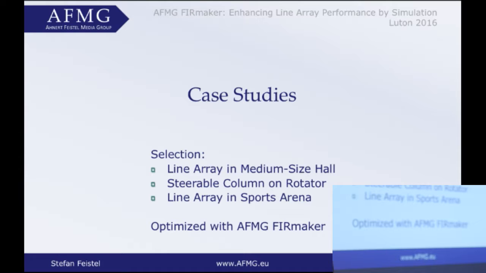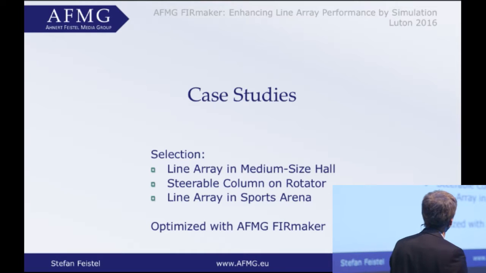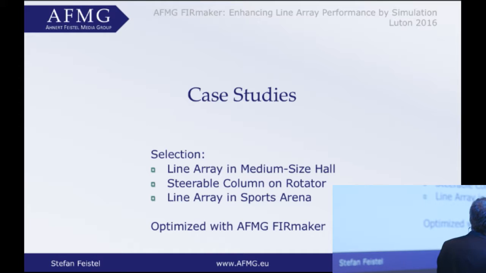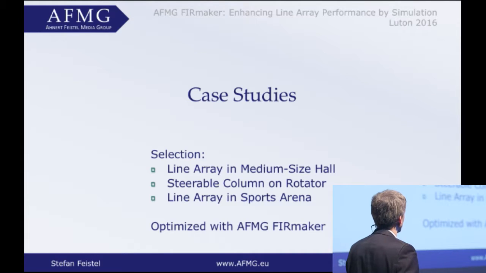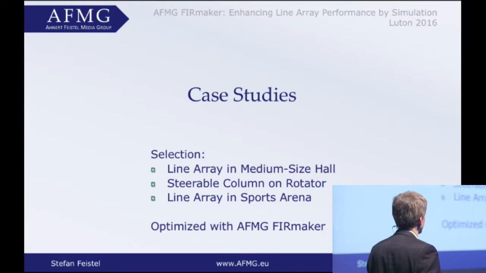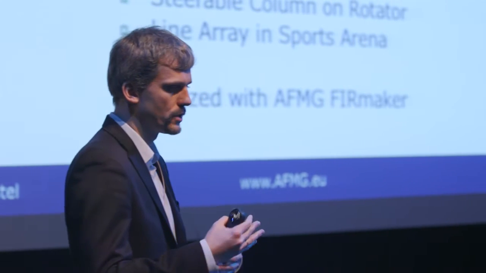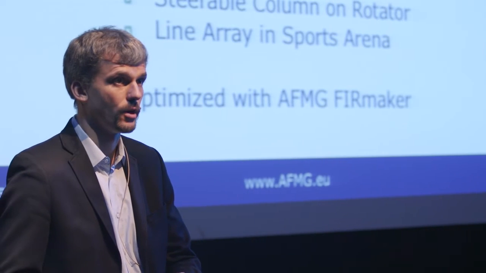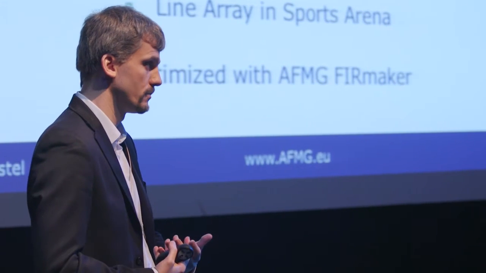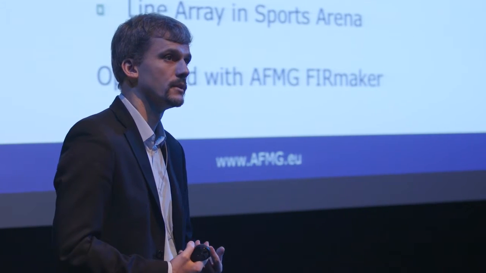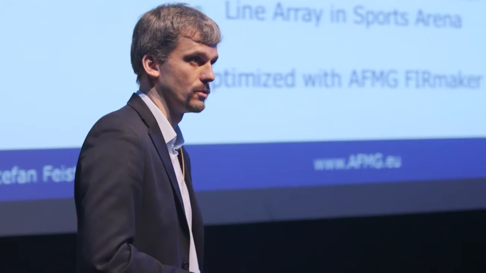Okay, let's look at some case studies now, and that will be the last part. We have prepared 3 different case studies, and I presented them already a year ago or so. A line array in a medium-sized hall, a steerable column on a rotator, and a line array in a large sports arena. Now, what have we done there? Why is this different to the previous? We have also done the simulation up front, but then we've exported FIR filters as they've been optimized, and we've put them in the sound system in reality, and we've measured the result in reality. And compared the conventional system in reality with the FIRmaker optimized system in reality.